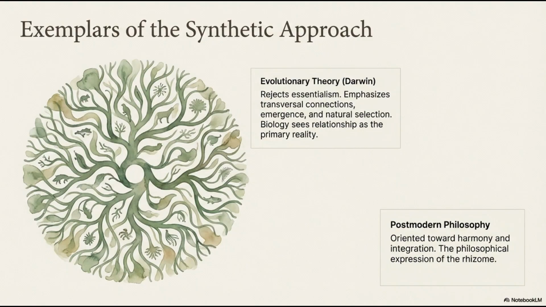The synthetic approach has its own powerful exemplars. Look at Darwin's evolutionary theory. It rejects the notion of fixed, essential types. Instead, it emphasizes transversal connections and the way life emerges through natural selection. In biology, relationship is the primary reality. Similarly, postmodern philosophy encourages us to view the world as an integrated, harmonious rhizome, shifting our attention from what things are in isolation to how they exist in relation to everything else.